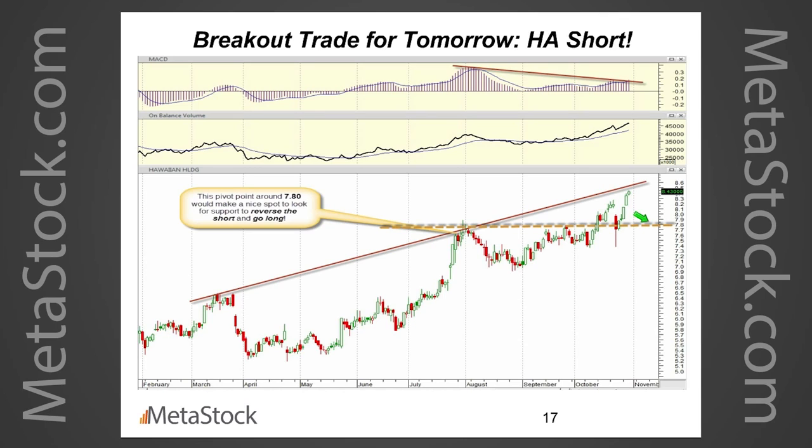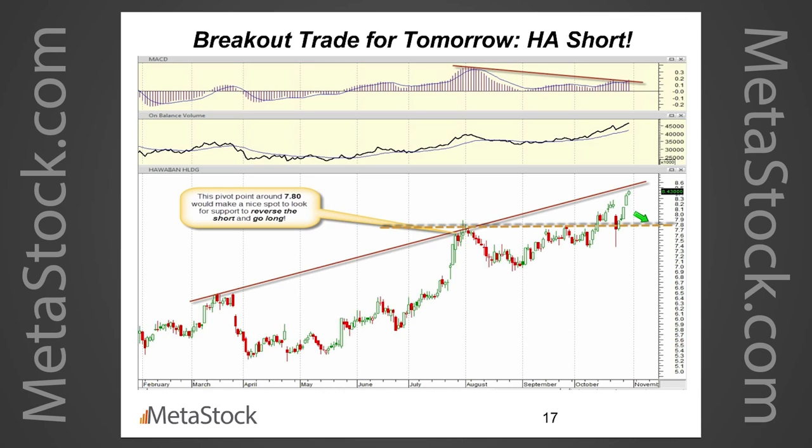I'm already short this stock, just as a full disclaimer. I don't have any positions in any of the other stocks we mentioned today, but this is one that I do currently have a position in. And my stop is going to be above that resistance trend line. So if it gets up to about 870 or so, I'm probably out of the trade. But I'm looking for a pullback of about 70 cents, which is significant on an $8 stock.